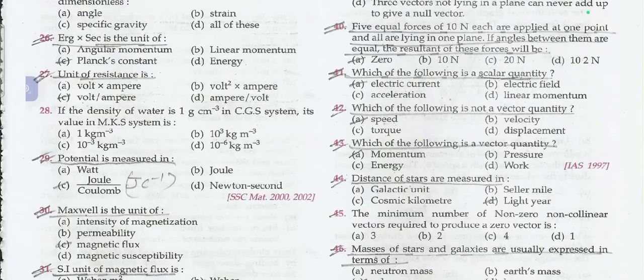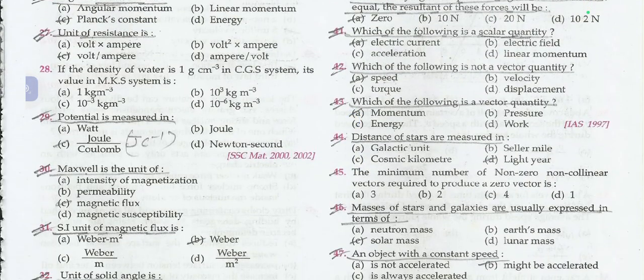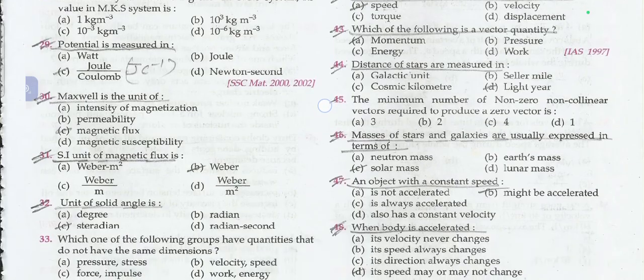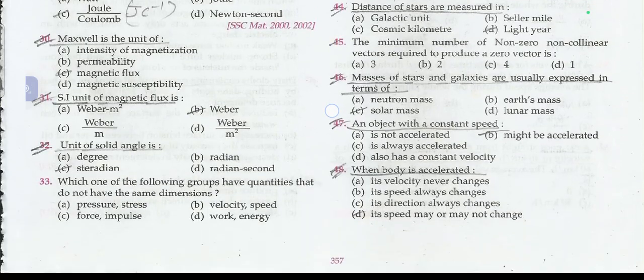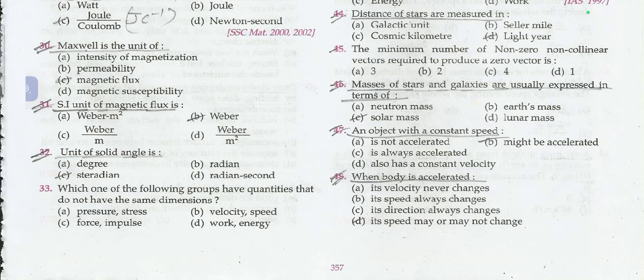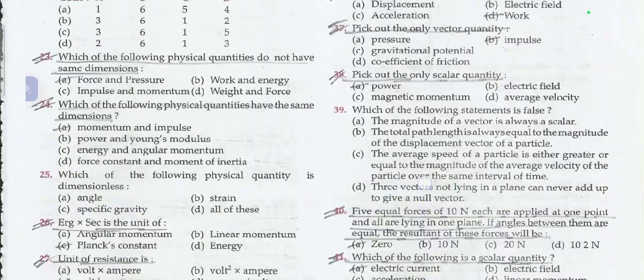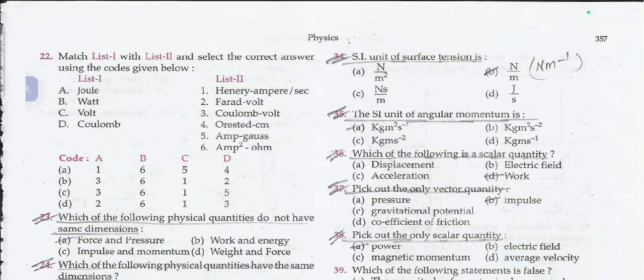Maxwell is the unit of magnetic flux. SI unit of magnetic flux is Weber. Unit of solid angle is steradian. Which one of the following groups have quantities that do not have the same dimensions? Answer is force, impulse. SI unit of surface tension is Newton per meter. The SI unit of angular momentum is kg meter square per second.